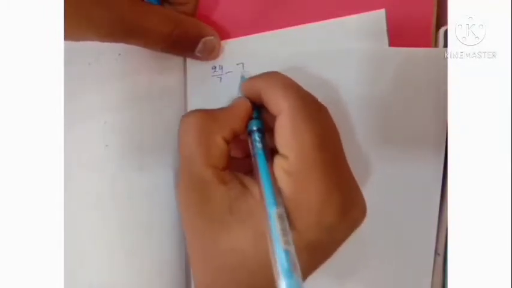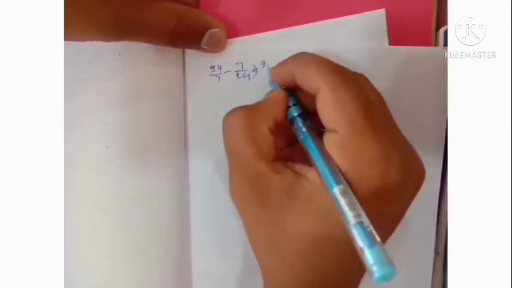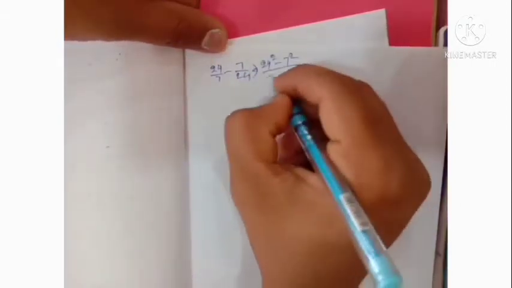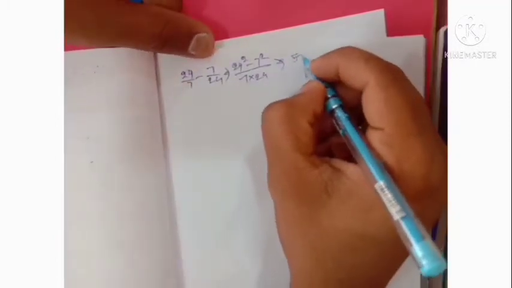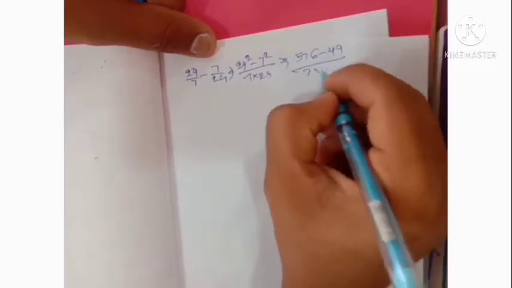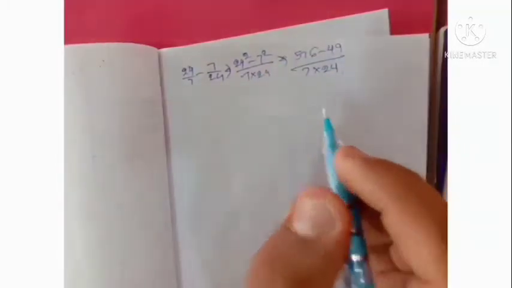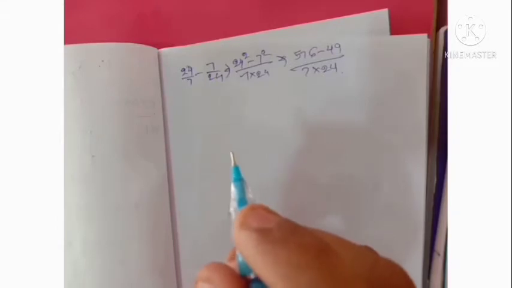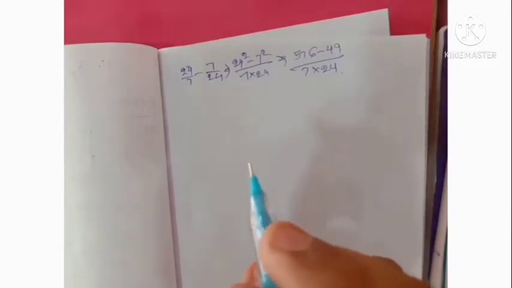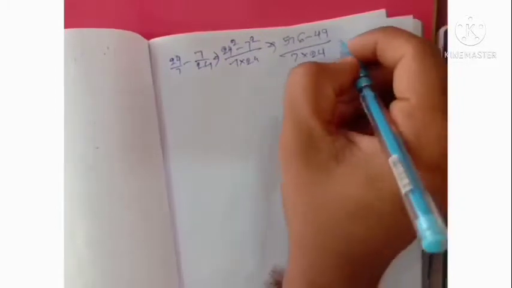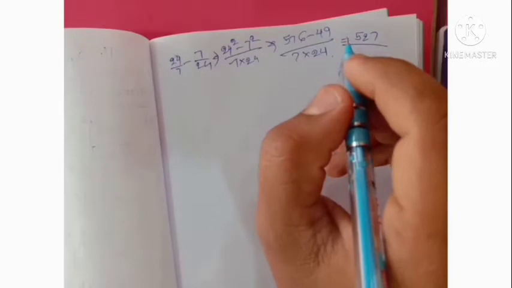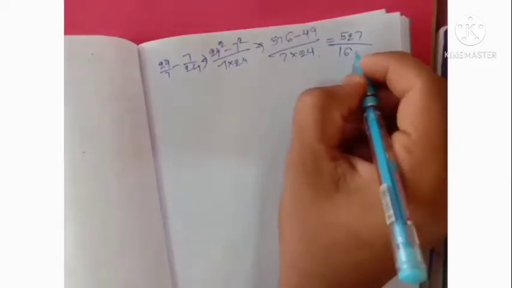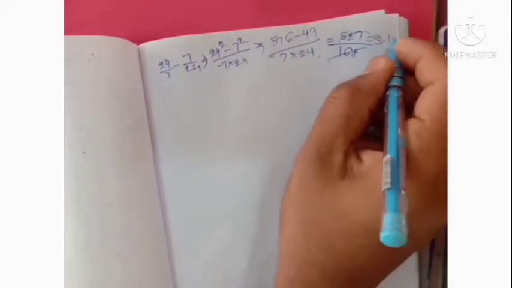See, 24 by 7 minus 7 by 24. It implies 24 square minus 7 square by 7 into 24. Just cross multiply, means LCM. 24 square is 576 minus 49, by 7 into 24. 576 minus 49 is 527, and 7 into 24 is 168. If we divide these two, we should get 3.13 units.